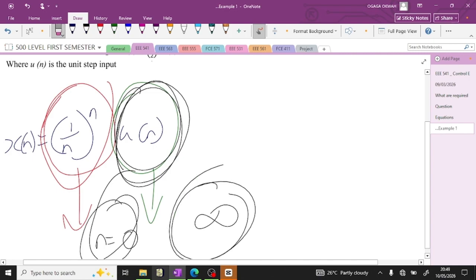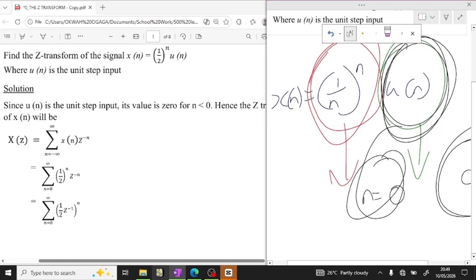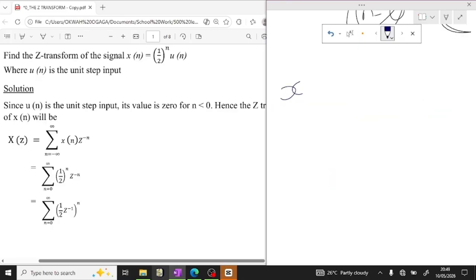So let's go back to the solving now. Since we've understood what that means, what's next? First thing first is to write out the formula. Since we are looking for x of z, we are asked to find the z transform of this. The z transform of x of n is X of z. This question is actually simple because we are not asked to analyze the signal and identify the properties or the stability. We are just asked to find the z transform, meaning apply the mathematical tool z transform on it.